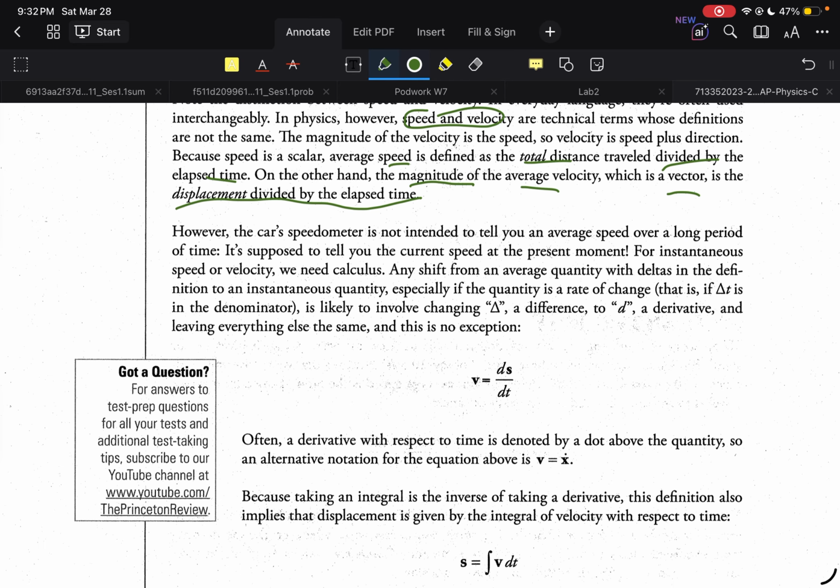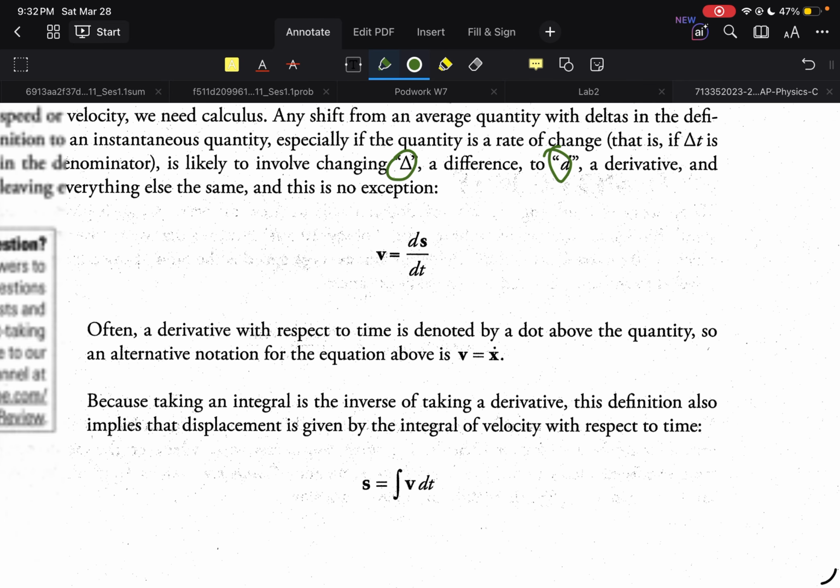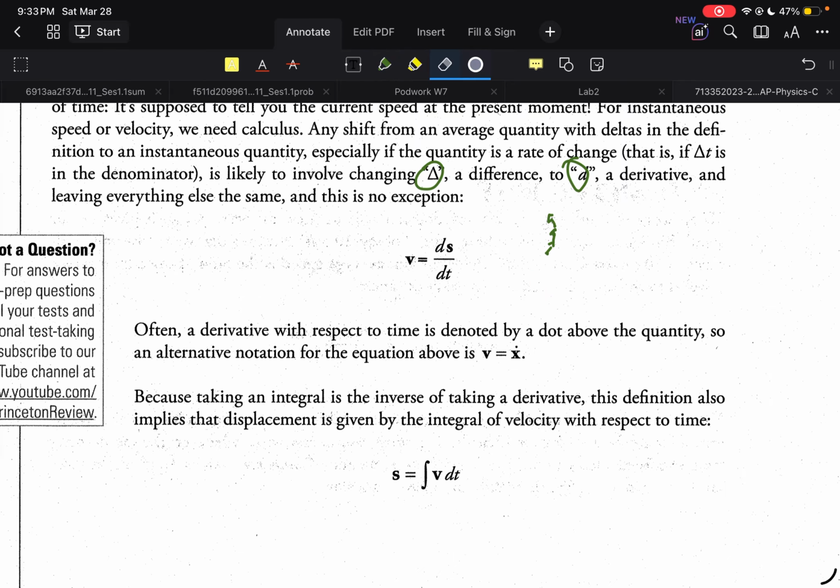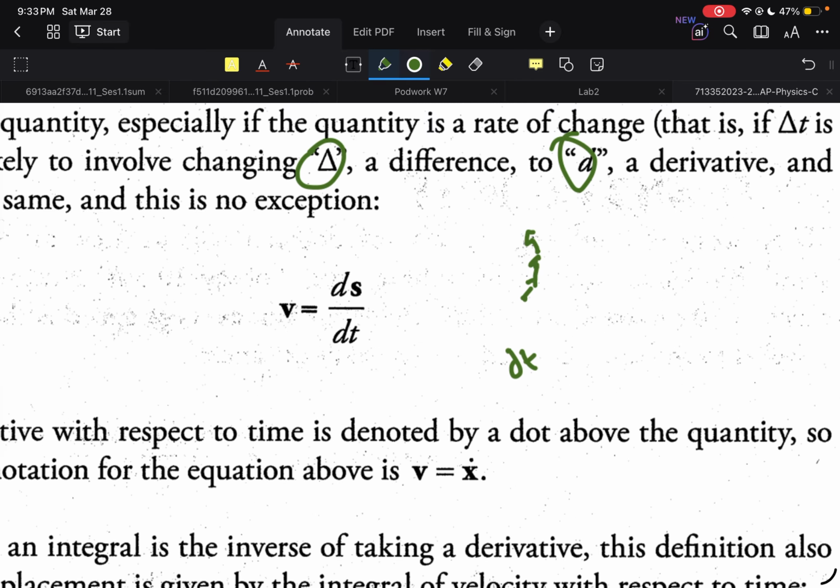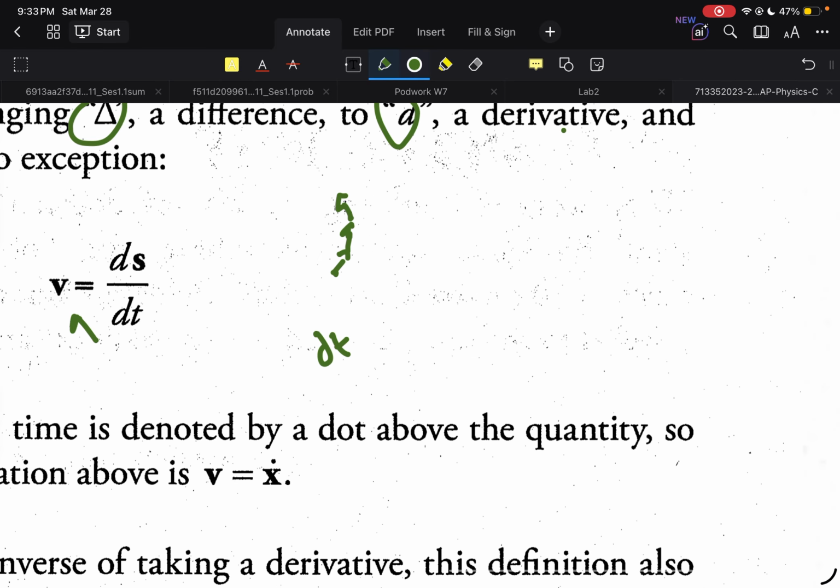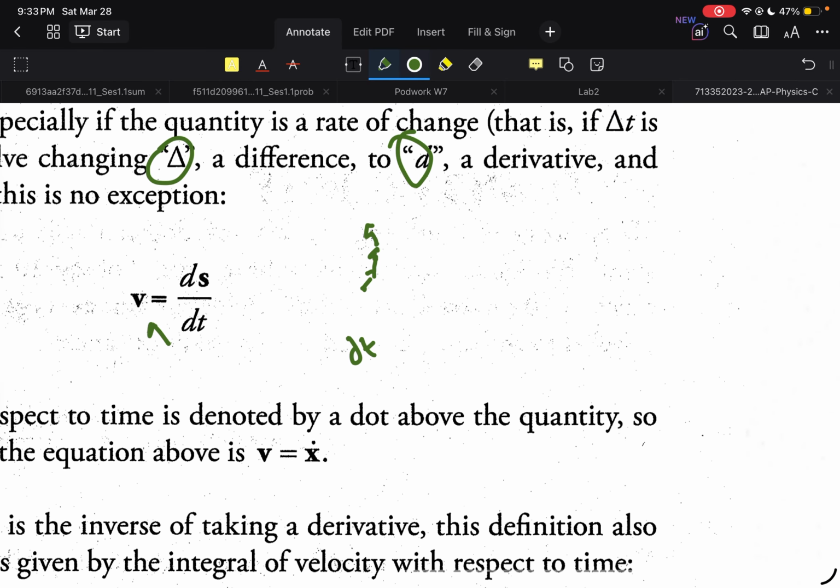However, the car speedometer is not telling you the average speed over some long time, it's supposed to tell the current speed, and we do that by changing the delta to a d, as in the derivative in calculus. So we have an instantaneous rate of displacement, ds, times the change in time, that instantaneous moment in time, dt. So we know that we can find ds by separating the differential equation and taking the integral of both sides.